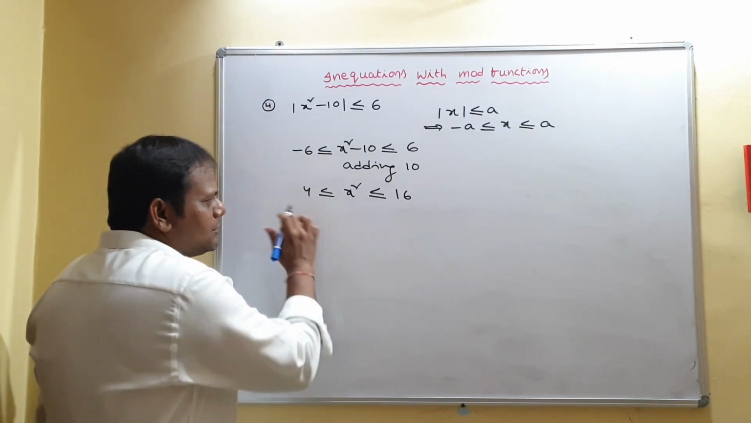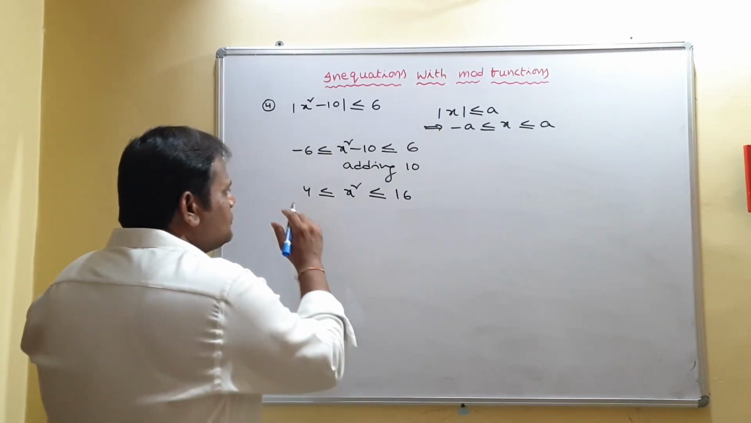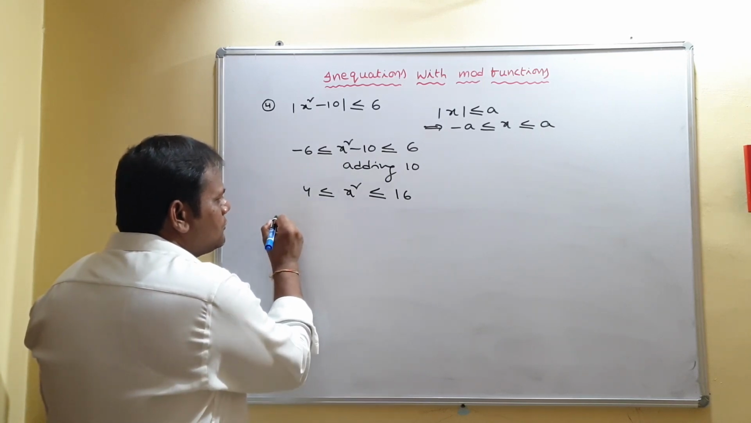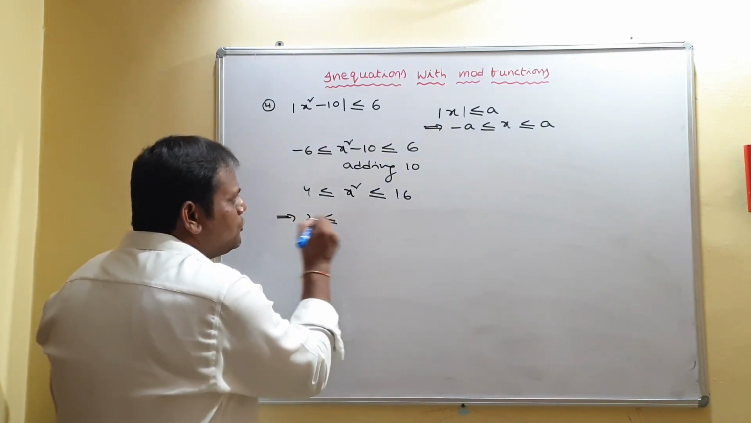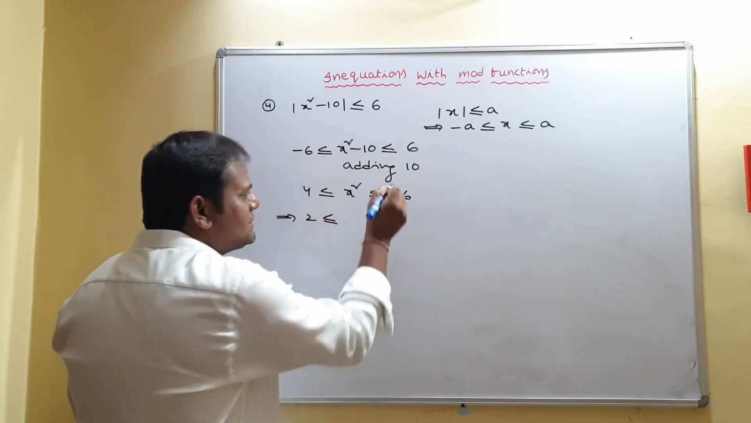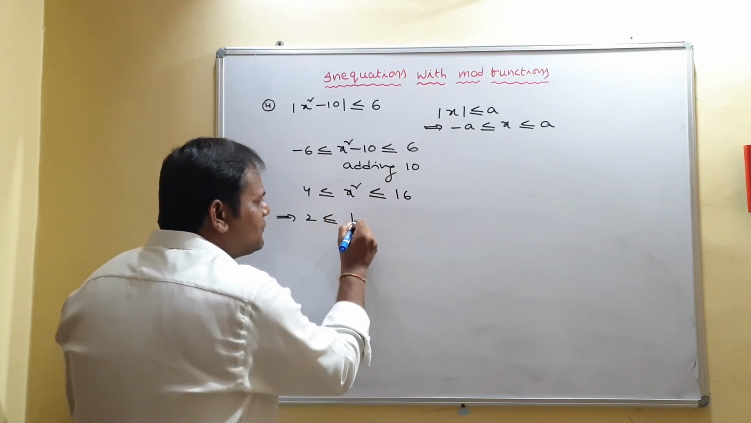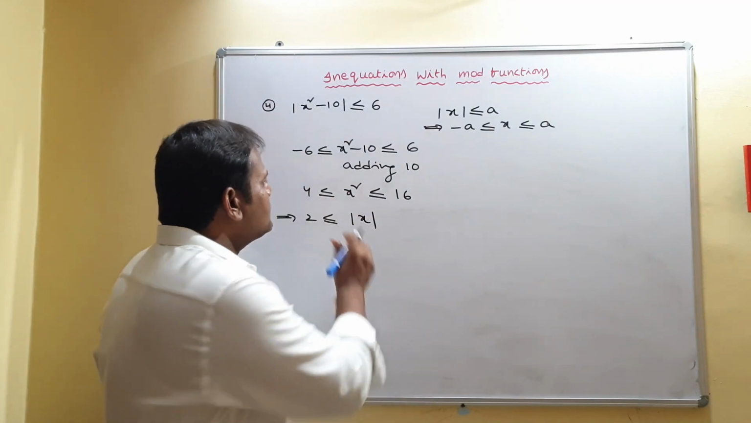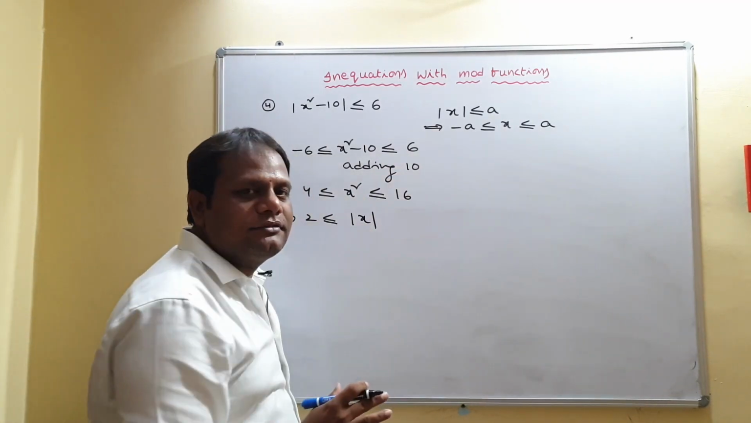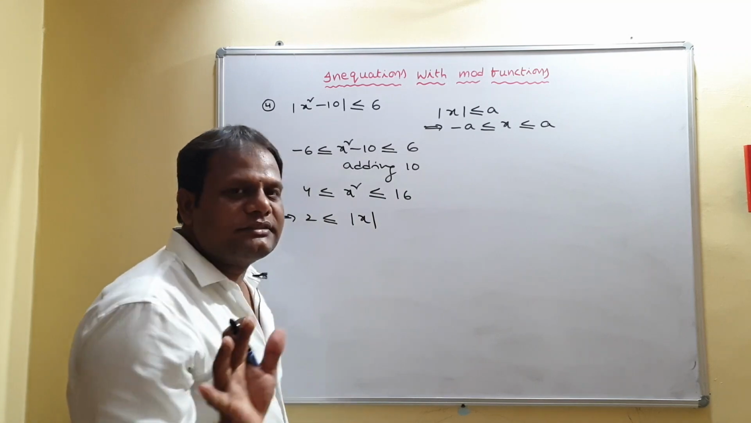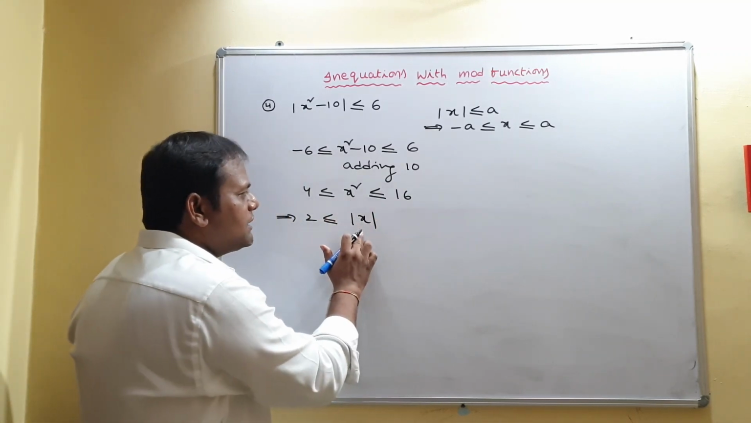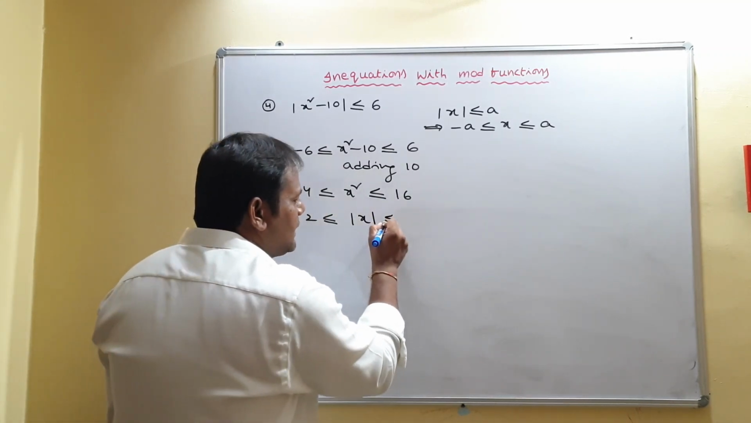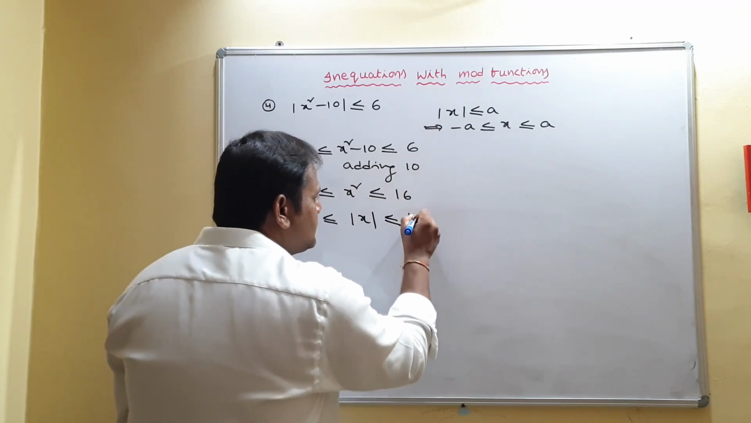Now coming to this, you take square root. If you take square root, you get 2 less than or equal to root x square. Root x square is what? Mod x. Many students here simply write root x square is x. Root x square is not x. Root x square is mod x. So it is mod x less than or equal to root 16, which is 4.